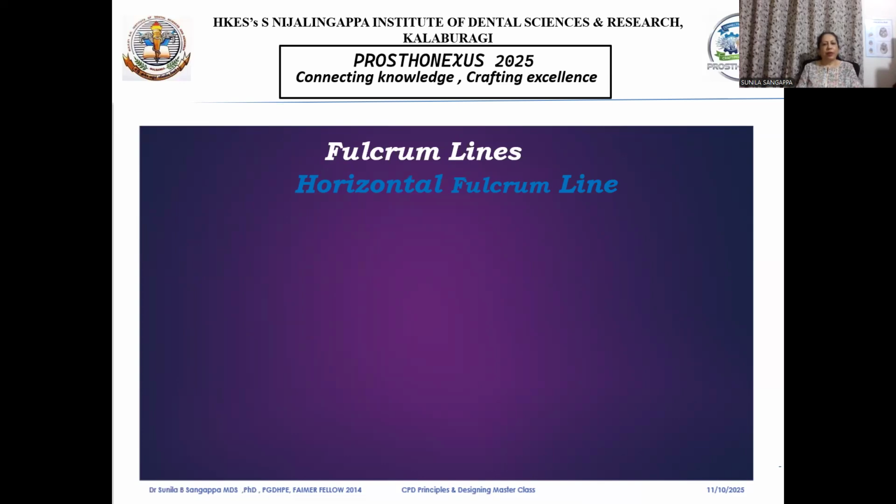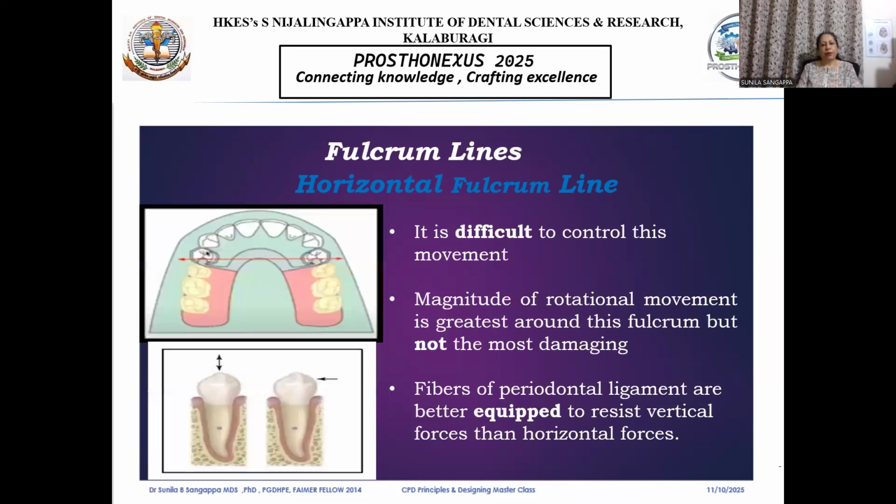Now, which are these fulcrum lines? Firstly, the horizontal fulcrum line. As seen over here, this extends from the terminal abutment occlusal rest on one side to the other. And you see it in the horizontal plane, and the forces act on the sagittal plane. So this is difficult to control, and the magnitude of rotational movement is greatest around this fulcrum.